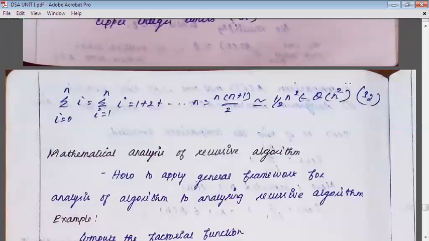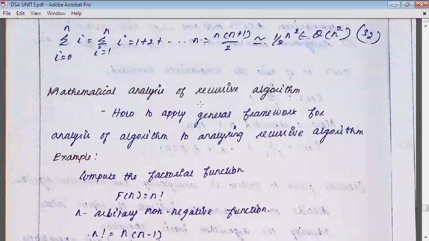Right. Next is the mathematical analysis of recursive algorithms. In the previous case we studied the non-recursive algorithm. So here we look at the recursive algorithm. What is a recursive algorithm? An algorithm that calls itself is called a recursive algorithm. How do we apply the general framework for analysis of algorithms to analyze recursive ones?